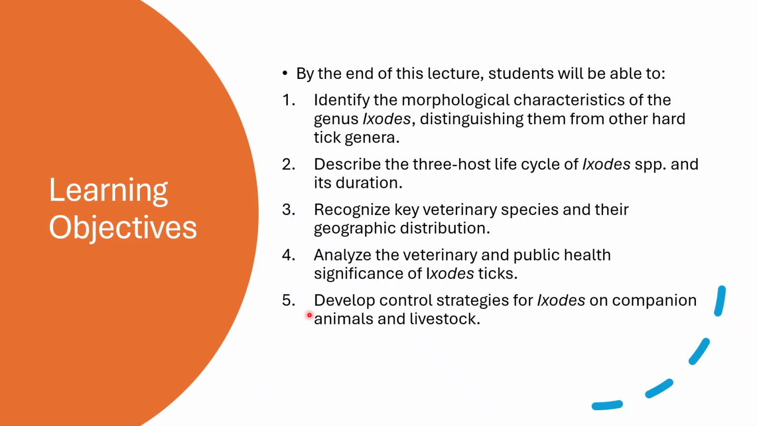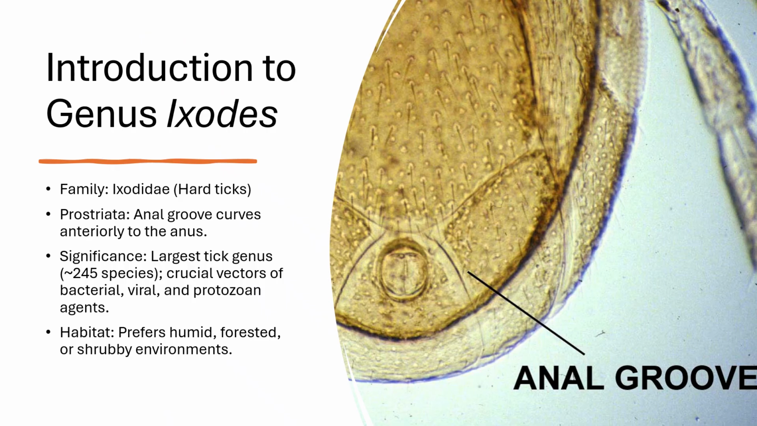The genus Ixodes belongs to the family Ixodidae, which are also known as the hard ticks. Ixodes is the sole genus within the Prostriata group of hard ticks. The term Prostriata refers to a specific anatomical feature where the anal groove is positioned anteriorly, forming a curve in front of the anus. This is a key trait used to distinguish them from all the other hard ticks.